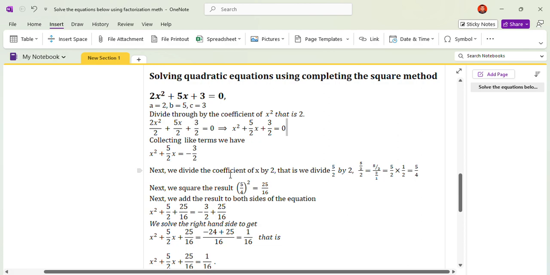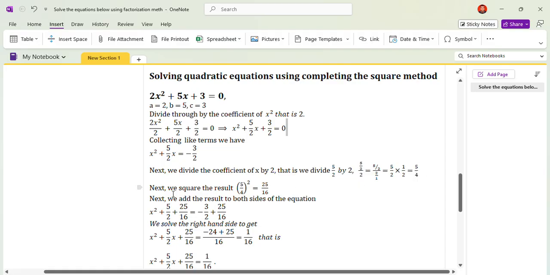Next, we divide the coefficient of x by 2. The coefficient of x here is 5 over 2, so we divide 5 over 2 by 2, that is, 5 over 2 divided by 2 over 1. To divide a fraction by another, we multiply the first fraction by the inverse of the second. So that's 5 over 2 times 1 over 2, which will give us 5 over 4.